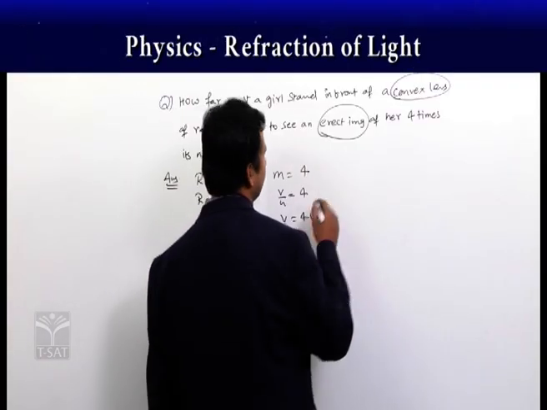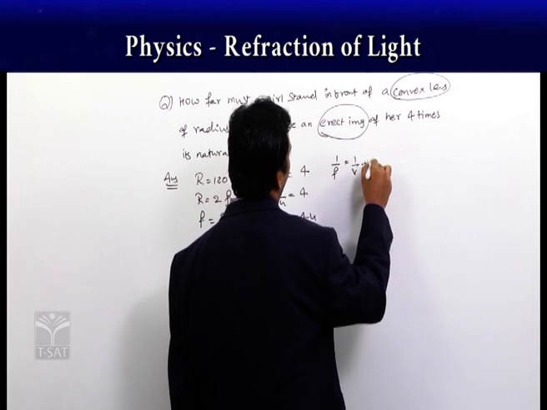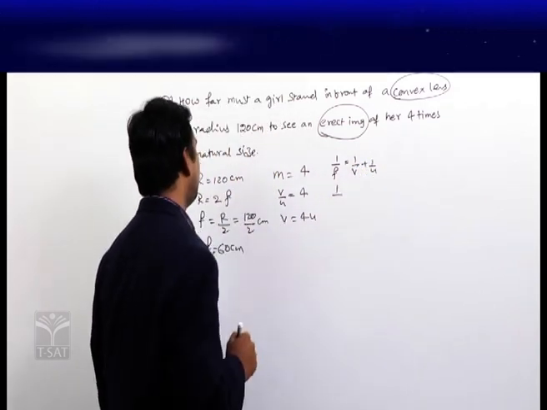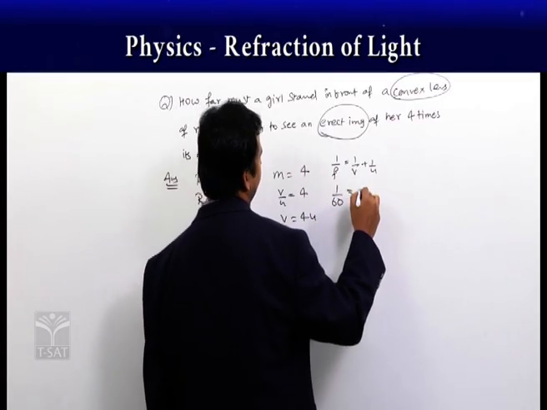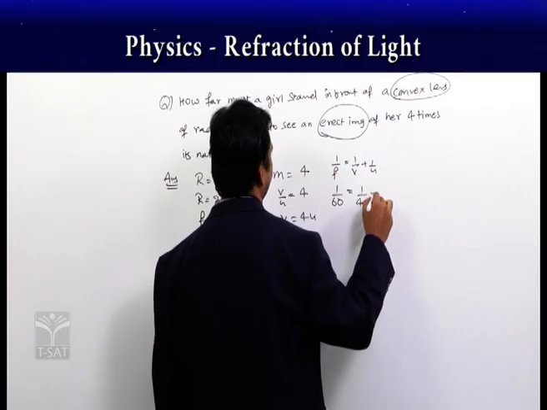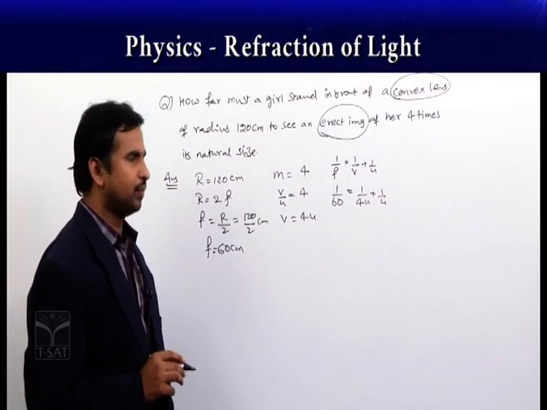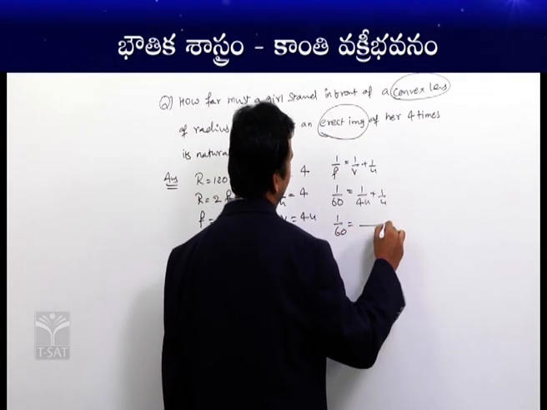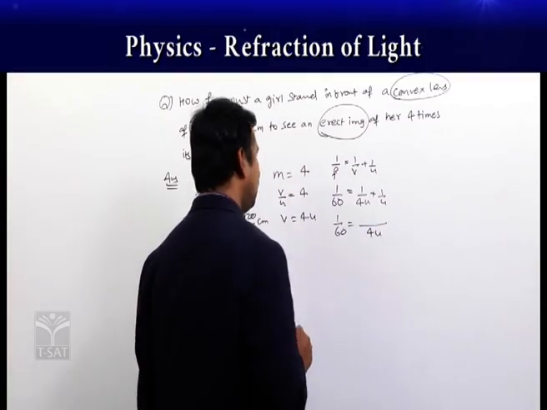Then if you apply the formula 1 by f is equal to 1 by v plus 1 by u, where the focal length is given as 60 centimeters, the image distance is 4 times u, and the object distance we take as u. Then if you apply the sign convention here, 1 by 60 is equal to 1 by 4u plus 1 by u.